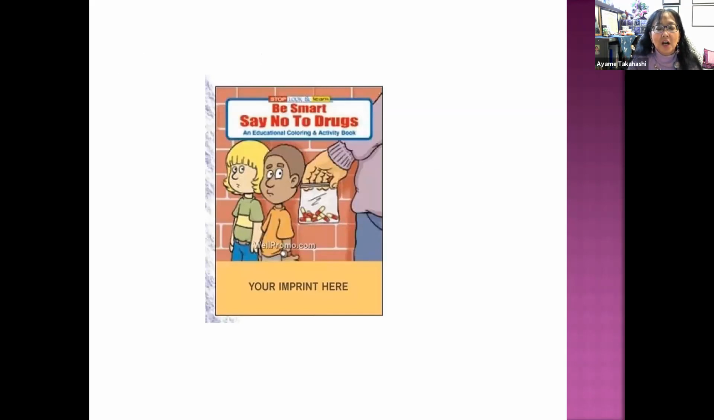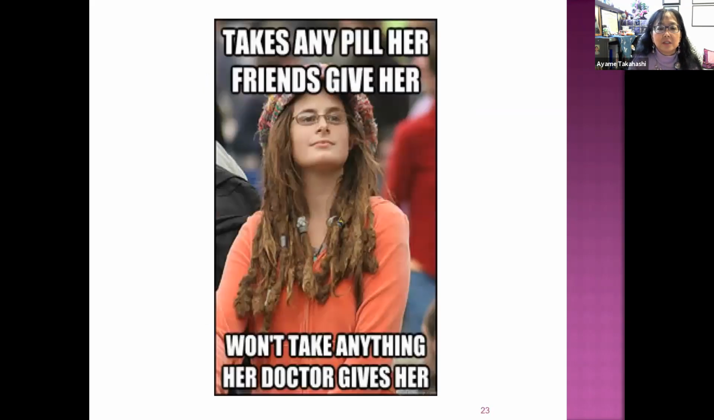This is kind of the common misconception of how kids get hooked on drugs. Be smart, say no to drugs. There's these two innocent looking kids and an adult with a bag of pills saying, here you go. But that's actually not the reality. So this young lady will take any pill her friends give her, but won't take anything her doctor gives her. And this is fairly common among adolescents, right? Where they trust their friends a lot more than they trust adults.